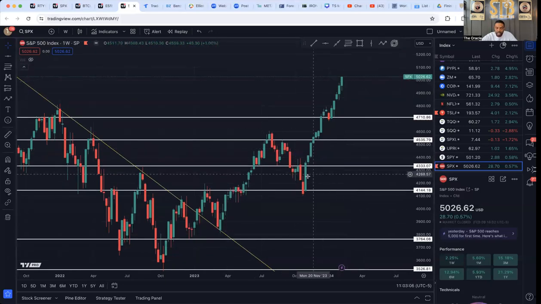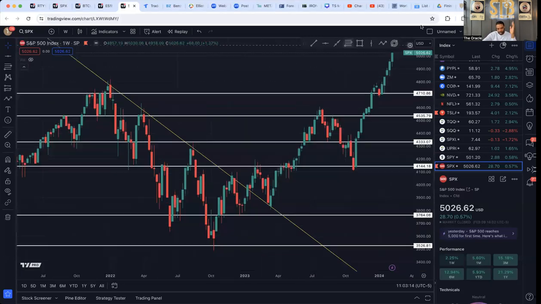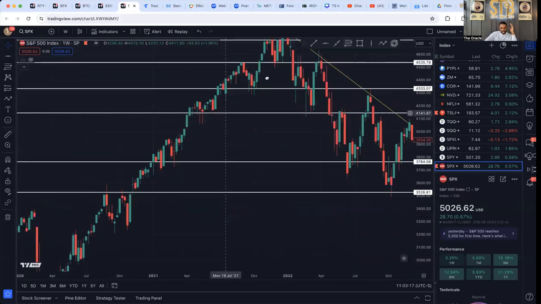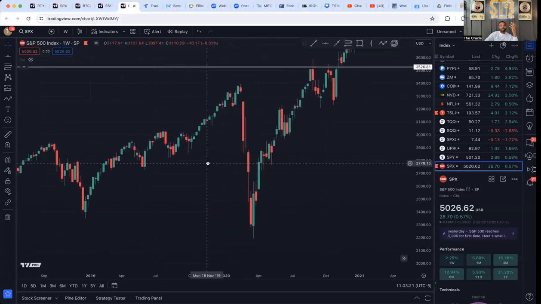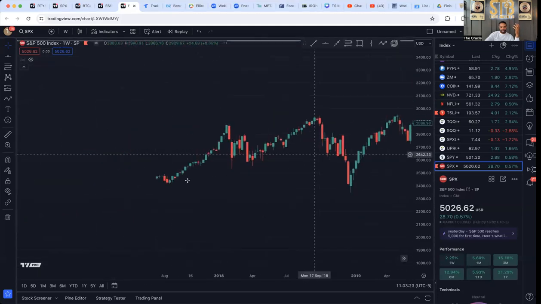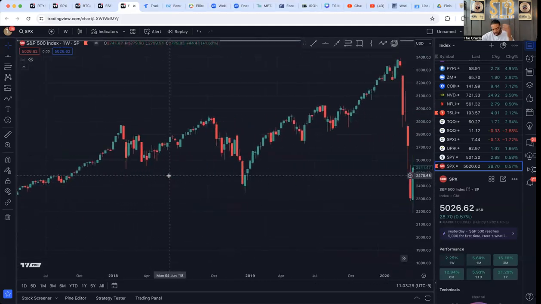But what I will say is, how often do you see this? Not often. This is from memory, this is 14 out of 15 up weeks. You don't see that in the market. That rarely happens. 14 up weeks out of 15. You rarely see that. If we just go back and look through history, you really don't see it, right?